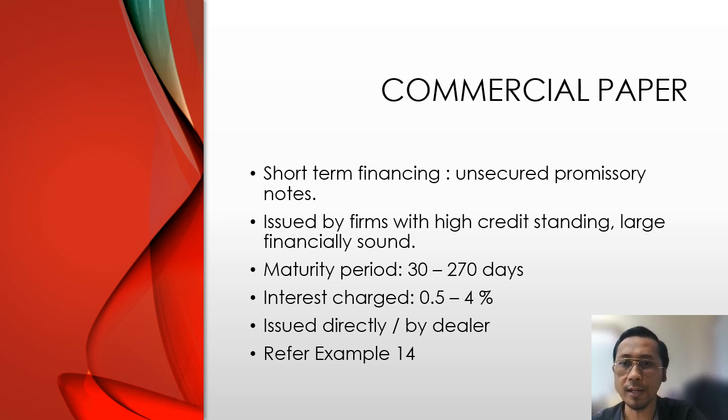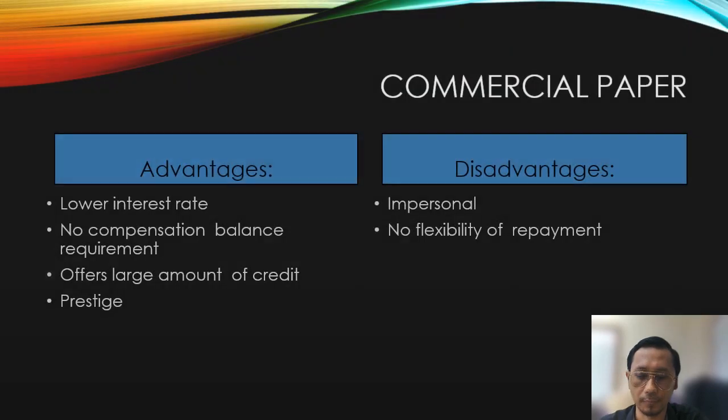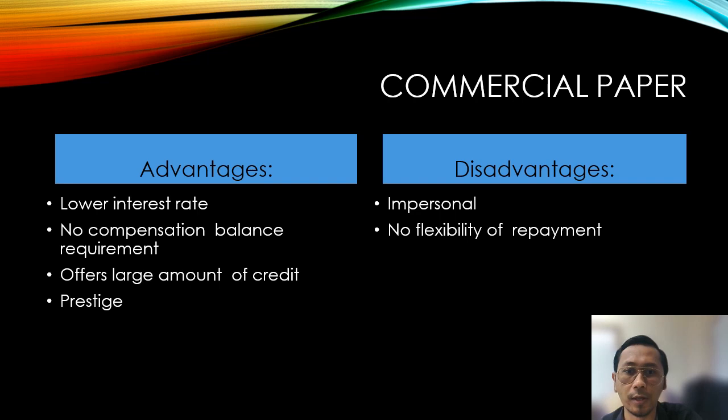It is issued directly by the issuing firms to the investing public or placed by dealers who sell the issue for the issuing firm. Commercial paper interest is usually discounted and a fee will be charged if it is placed by the dealer. You can refer to example 14 for further calculation. Here I list down for you the advantages and the disadvantages of commercial paper.